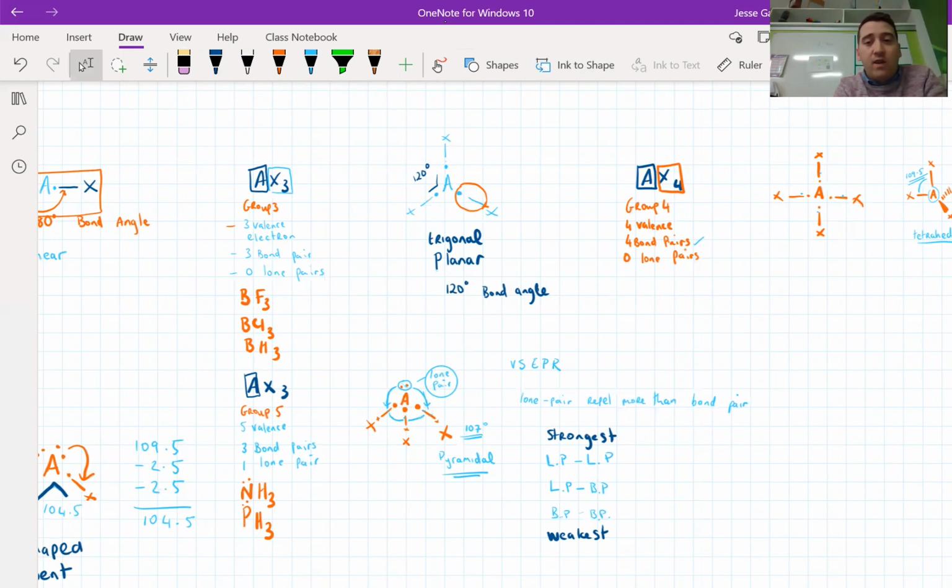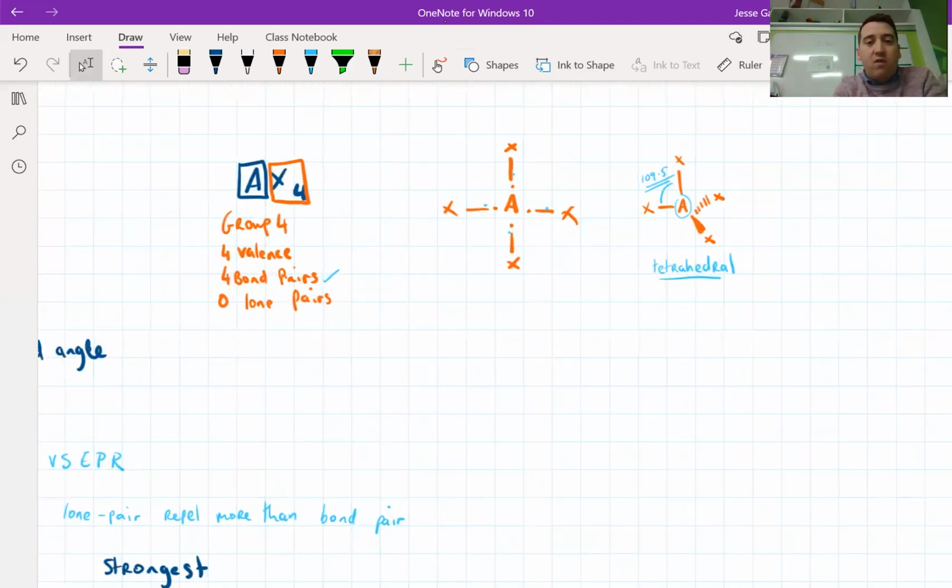If we have AX3 where the central atom is in group 5, like nitrogen or phosphorus, then we're going to have a bond angle of 107, and it's going to be a pyramidal shape. Why is this the case? Well, the lone pair on top pushes down the bond pairs. It repels the bond pairs more than they repel each other, and it pushes them down and decreases the bond angle and knocks them out of being a flat trigonal planar molecule. The last shape then is the AX4 general formula, where A is in group 4, and it's covalently bonded to 4 surrounding atoms, and they're all bond pairs. In this case, they will spread out equally in 3D space, a bond angle of 109.5. We call this a tetrahedral.